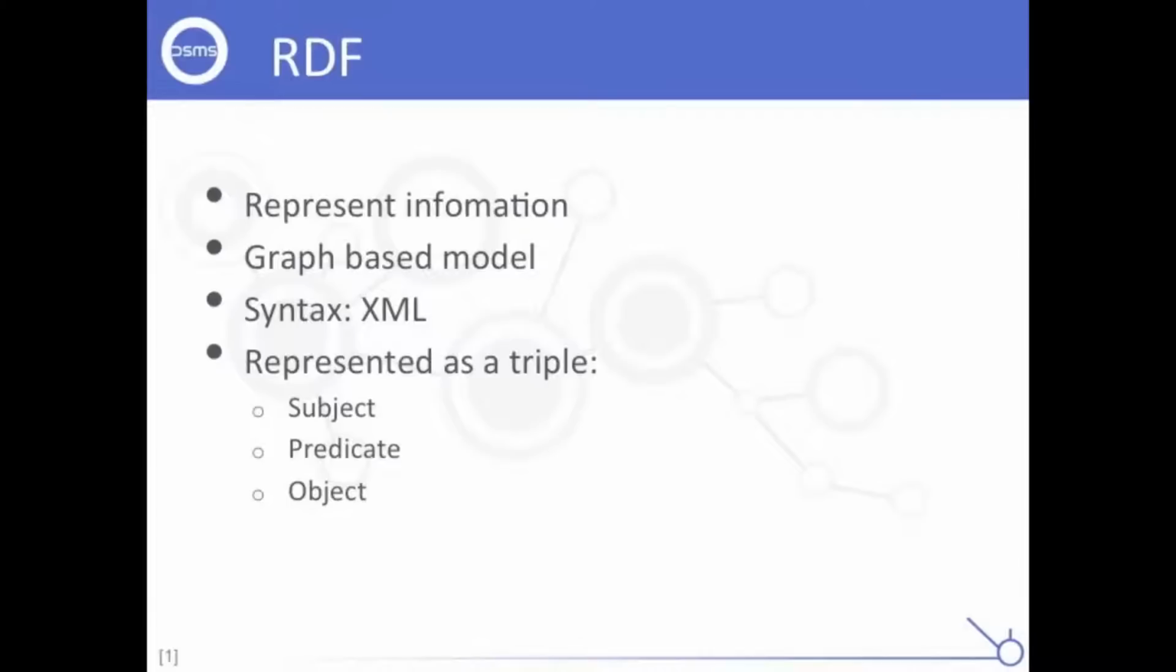As for a triple, we can define it as a way to represent information where we specify the object, which is the current entity, and link it to another object that, for example, can be a URI, in which we use a predicate, which in this case will be the connector.